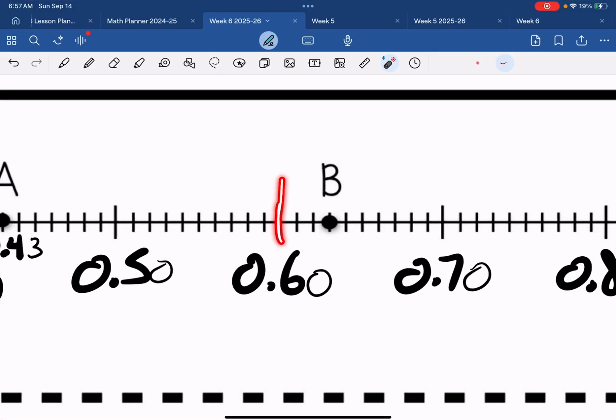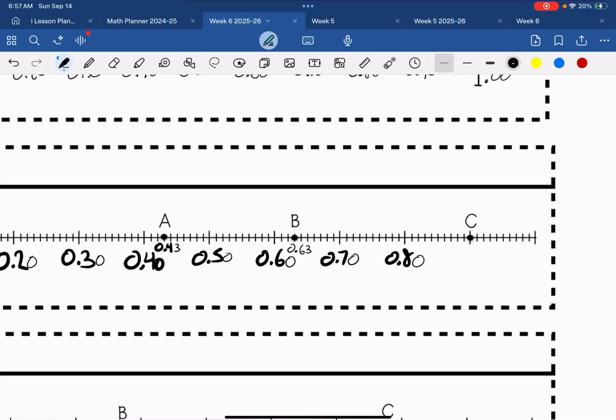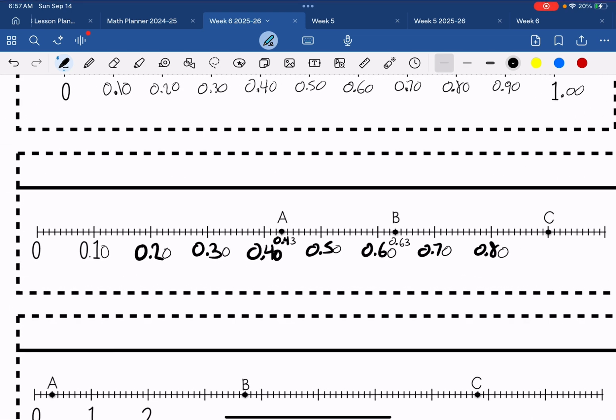We know that this one right here is 60 hundredths, right? All of this is going to be a 0, a decimal point, and a 6 in the tenths, right? So we know it's 0, decimal point, and then 6. Now we need to figure out what's going to go in the hundredths. So this is 1, this is 2, and this is 3. 63 hundredths.